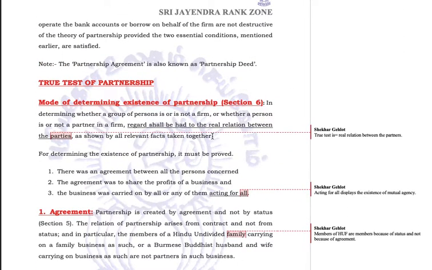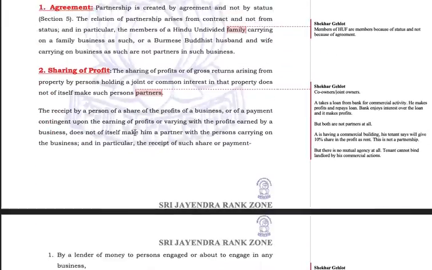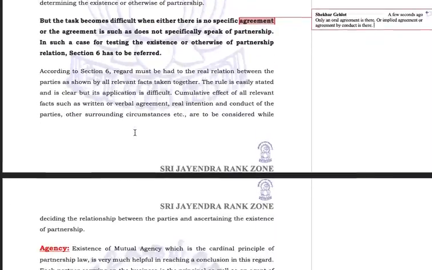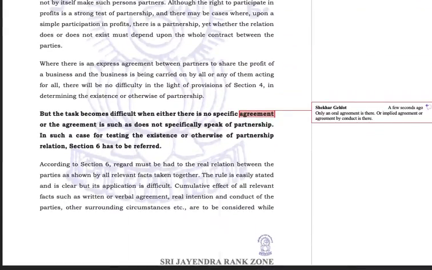Mode of determining the existence of partnership. Okay, agreement, sharing of profit, and mutual agency. This is section 6. Then we'll have to refer to this section 6 in order to understand whether it's a partnership or not. According to section 6, regard must be had to the real relation between the parties as shown by all the relevant facts taken together. We must give regard to all the relevant facts taken together.